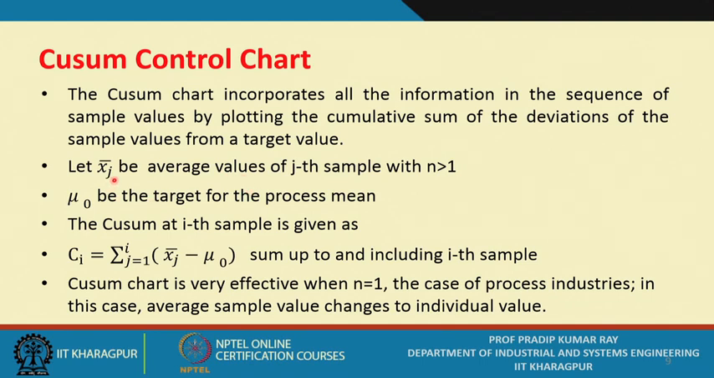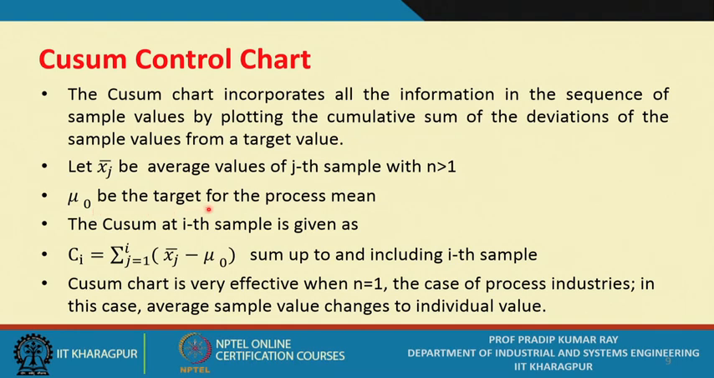Let xj bar be the average value of the jth sample, with n greater than 1. So this is the average value, not values, just one value. That means you have n values in a particular jth sample, and you compute the average value. Mu0 is the target for the process mean, as already mentioned. Now, how do you compute the Cusum at the ith sample? You start from the first sample, second sample, third sample, and like this you proceed and ultimately reach the ith sample. Is it clear? So i could be 1, 2, or 3.